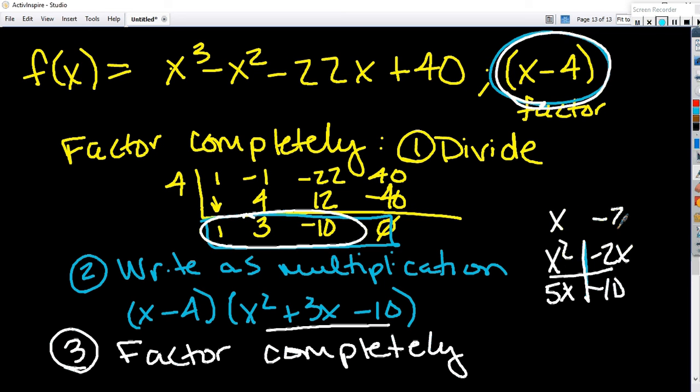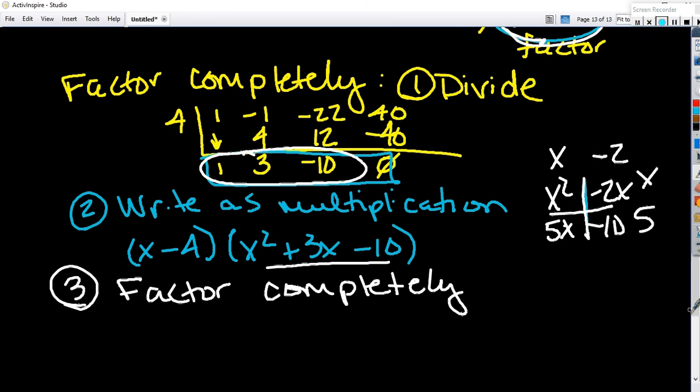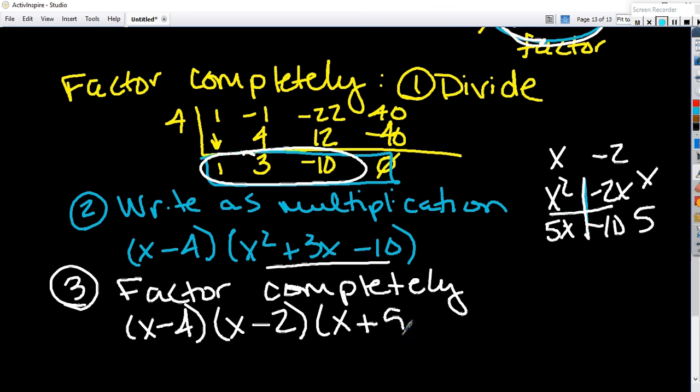All right, x minus 2, x plus 5. So the x minus 4 is in the front. Does it have to be the front? No, it doesn't have to be. Is that factored completely? Yes. Yes or no? Tell me what you think. Okay. Let's take it one step further and I'll be done.